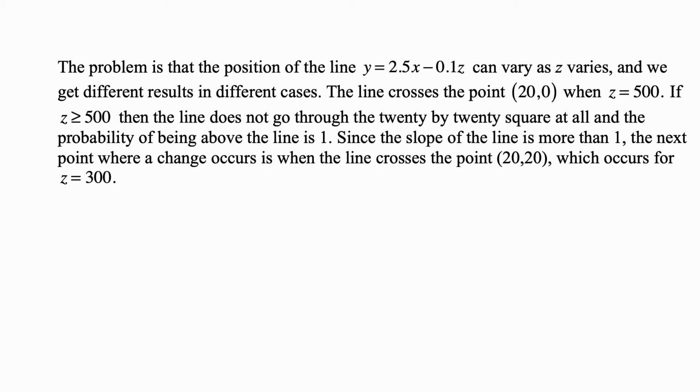The line crosses the point (20, 0) when z is equal to 500. If z is greater than or equal to 500, then the line does not go through the 20 by 20 square at all, and the probability of being above the line is 1. Since the slope of the line is more than 1, the next point where a change occurs is when the line crosses the point (20, 20), which occurs for z equal to 300.